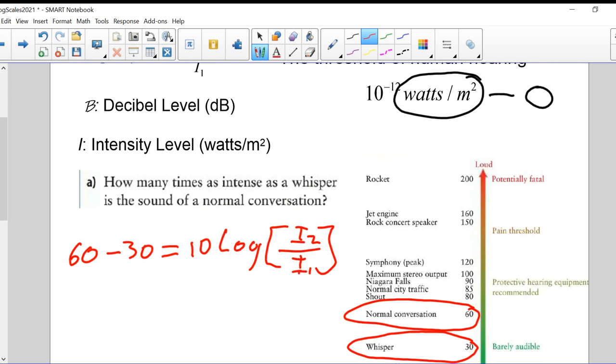So what we're doing here is trying to find what I2 over I1 is. What is that comparison? What is that ratio going to be? Is that number going to be 10? Because if it's 10, it means that the number on top is 10 times the number on the bottom, so it's 10 times more intense. Again, the louder sound is on top. That's your I2. The softer sound is on the bottom. That's your I1. That means that the 60 comes first and the 30 comes second.